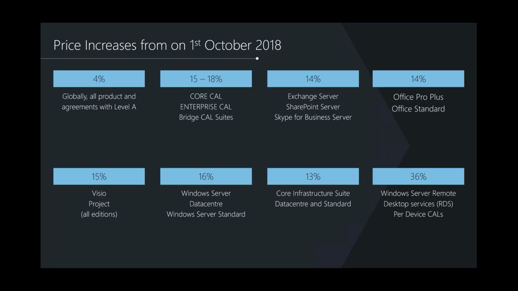The next slide is something I'm not going to spend a lot of time on at all, but I just wanted to mention that these slides are going to be made available. If you are coming up to renewal this year, in the next 6 months, these price increases from the 1st of October are going to impact you. So in case you somehow missed them, please be aware that there was a significant price increase from Microsoft last year. Globally, at least 4% on every single product and agreement, and up to 36% on some of the on-premise software. Microsoft increased the on-premise software to make the cloud licensing appear cheaper.